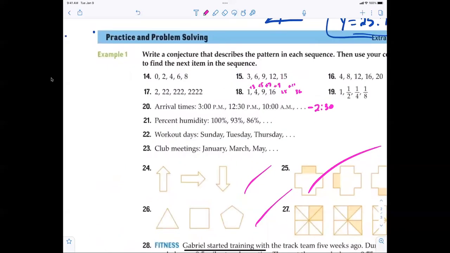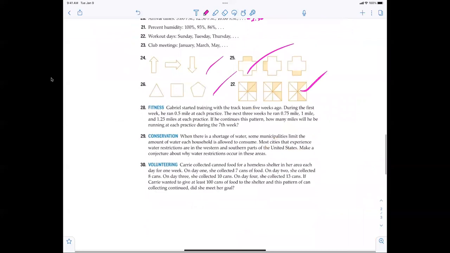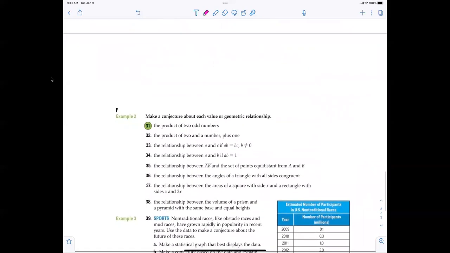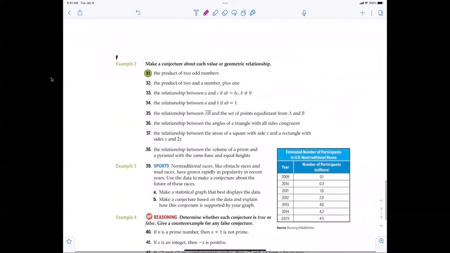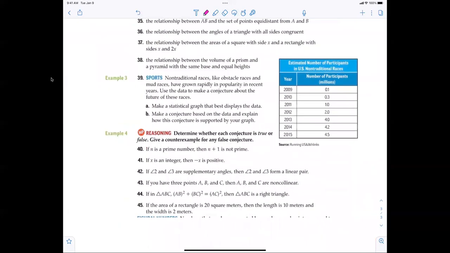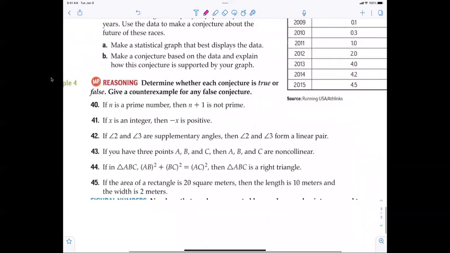So let's continue on. I gave you some problems to do, and hopefully you kind of looked through some, and if some were hard, you got to tell me. Anybody have any issues with these? 40 through 45. Let's just look at those. Determine whether each conjecture is true or false. Give a counterexample for any false conjecture.